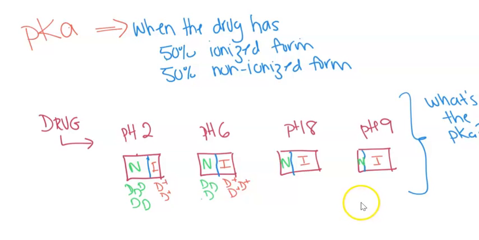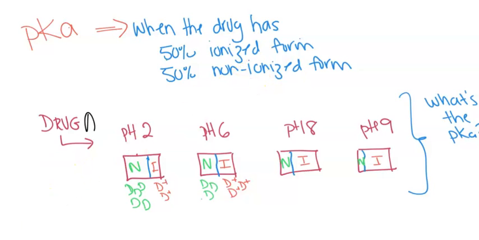Another term you might see in your textbook is pKa. pKa is basically a number that is given to a drug, and that number tells you when the drug has equal parts, when there's 50% ionized and 50% non-ionized, like it's balanced. I'll give you an example.